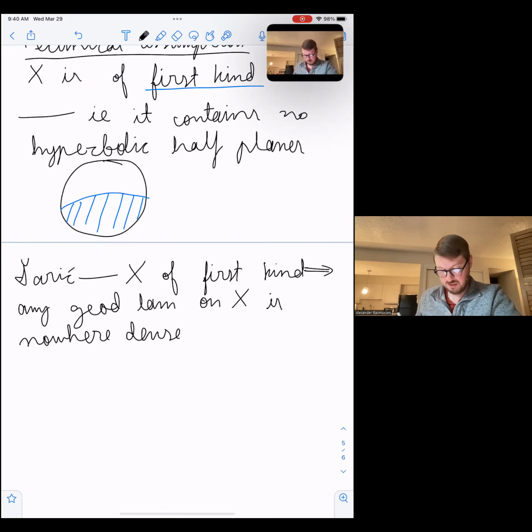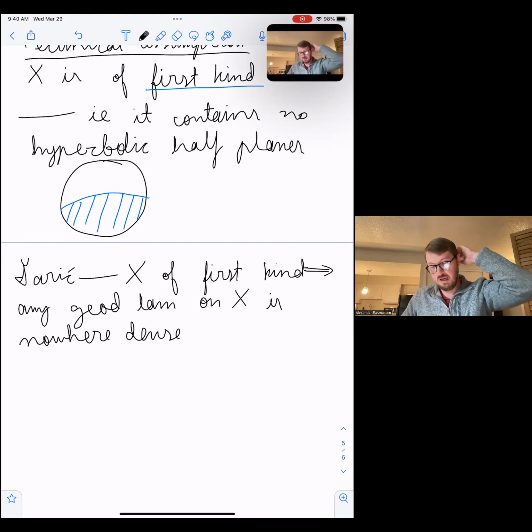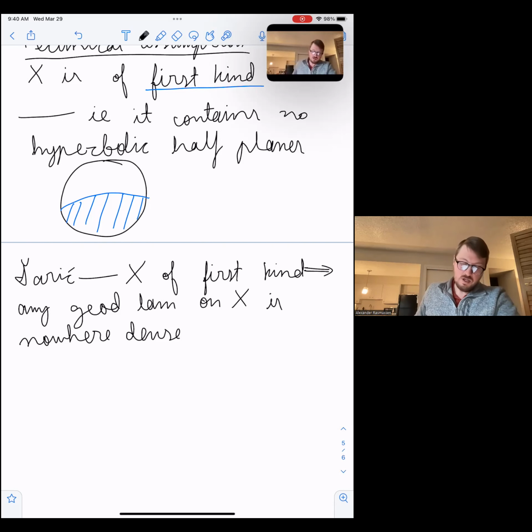So a lamination will be really an inherently one-dimensional object. So we can feel free to not dwell on this assumption too much, but it will just be necessary to make the theorems that I state true.